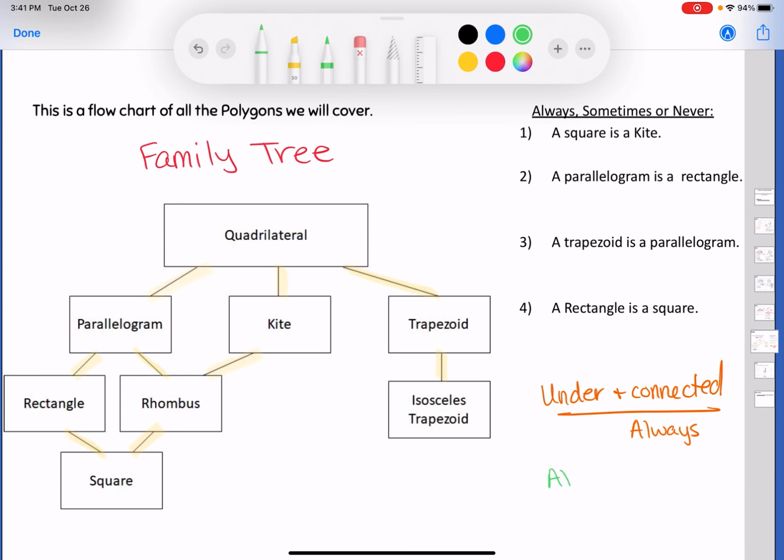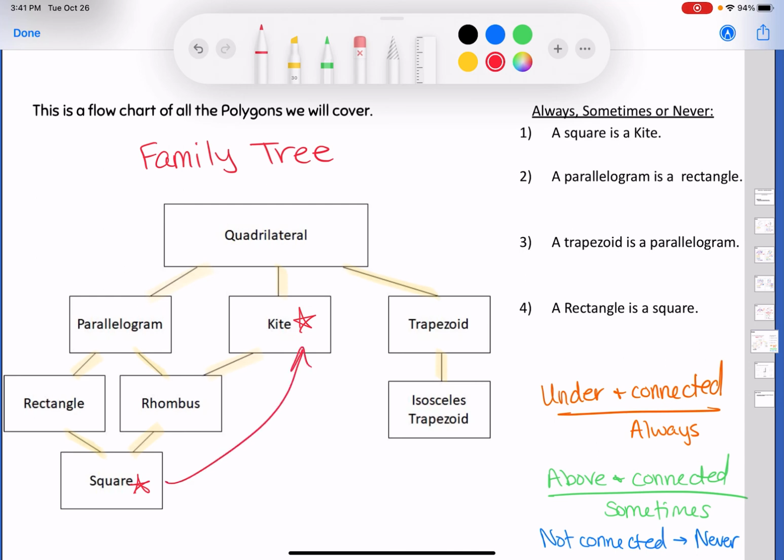If the first one is above and connected, it would be sometimes. And if the two are not connected, then it would be never. So a square is a kite. Here's a square. Here's a kite, right? A square is always a kite because a square has all the properties of a kite plus more, right? But no matter what, it has every property that a kite has, so a square is always a kite.